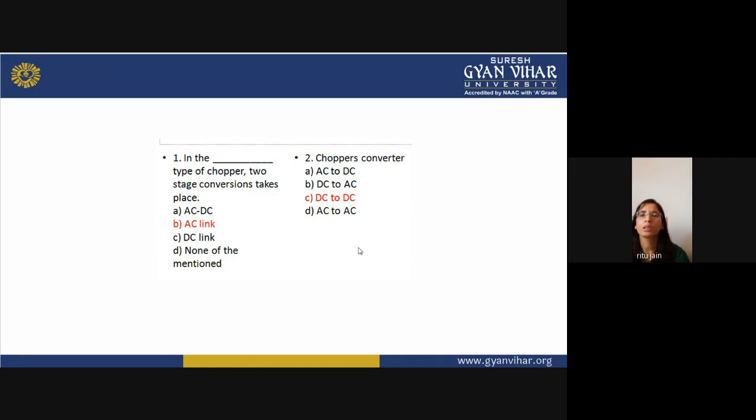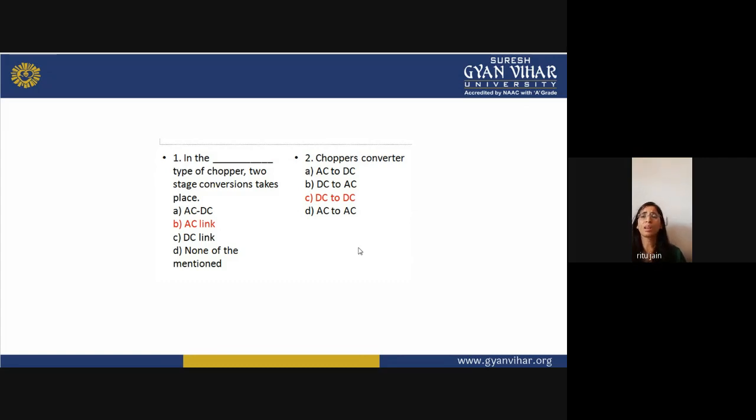Fill in the blank: in which type of chopper does two stage conversion take place? If you are using a chopper in an AC link, then you require two stage conversion, because the chopper is a DC to DC converter, and in an AC link you first have to convert AC to DC, then that DC voltage can be converted into variable DC voltage with the help of the chopper. So two stage conversion takes place when you are using an AC link.